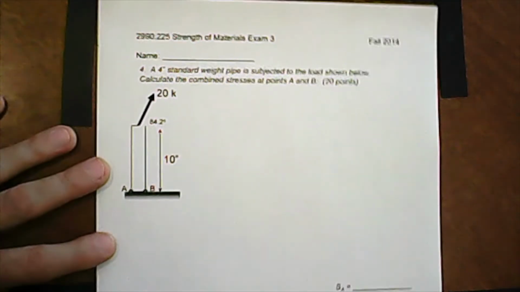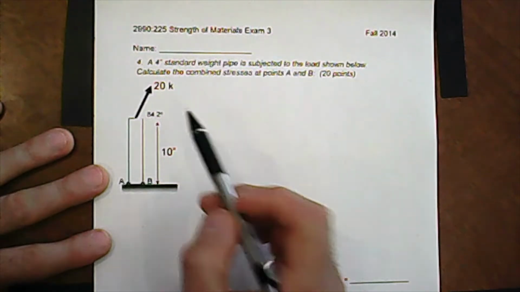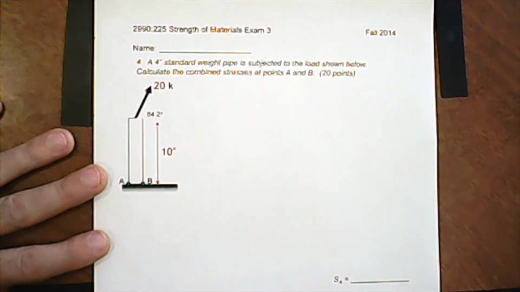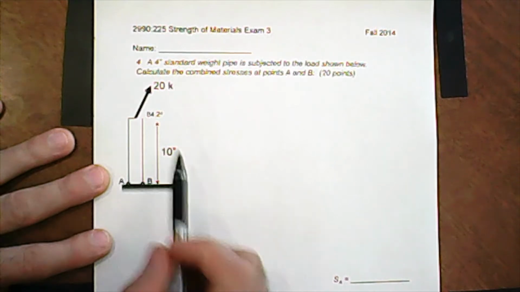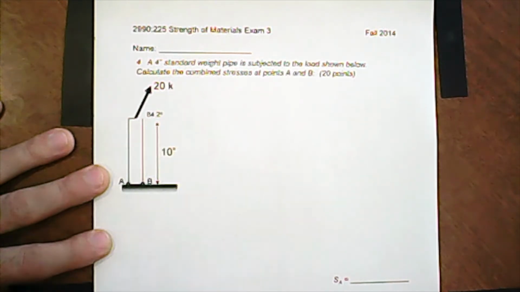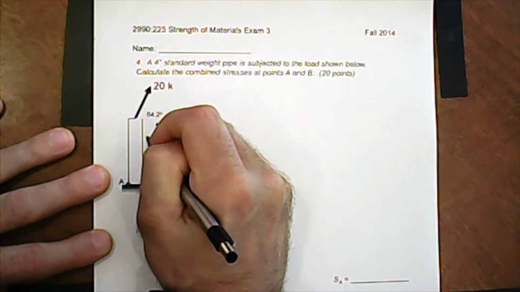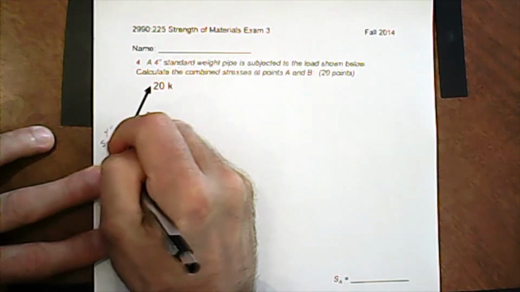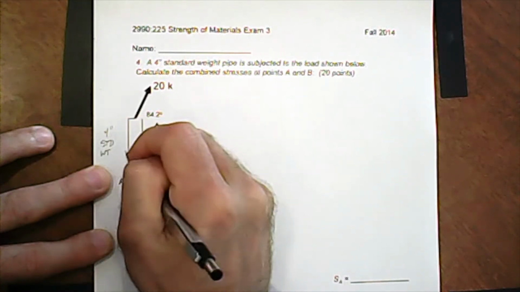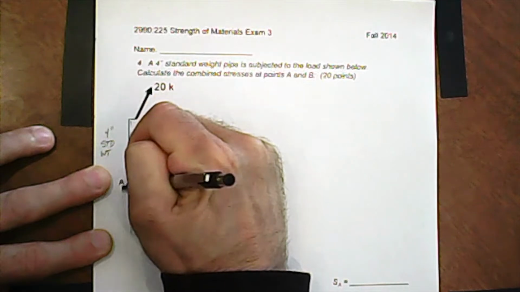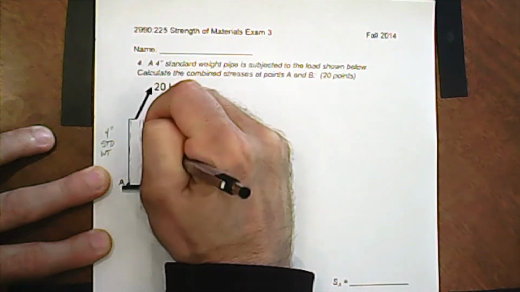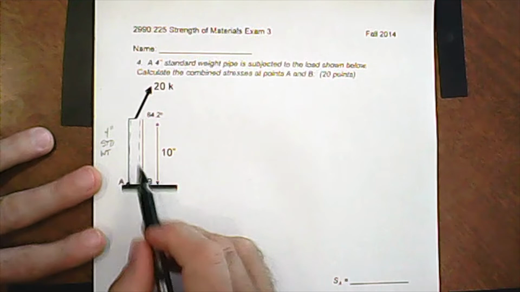All right, so problem number 4. You'll notice that what we have here is we have ourselves a 20 kip load going up at an angle, and we've got a 4-inch standard weight pipe. All right, so I'll put that here. 4-inch standard weight pipe, and you could even think of it as, okay, here's the walls that we can't see, but if we did have x-ray vision, we could see that this thing was hollow in the middle. It is a pipe.